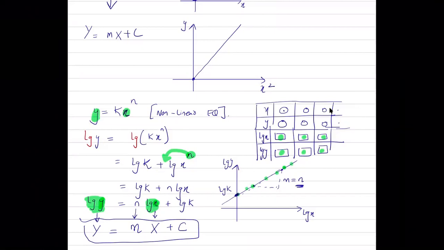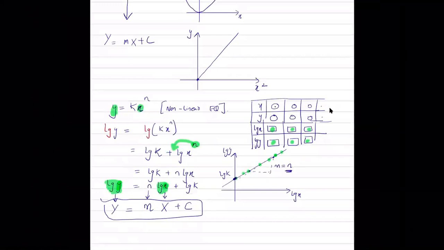Okay, that's the graphical part. Is this making sense now? Yes, sir.